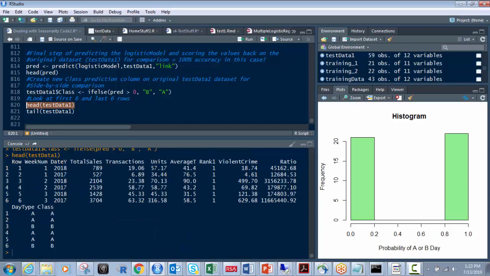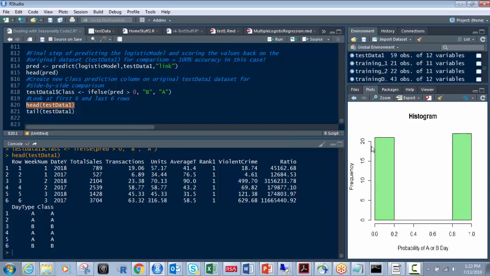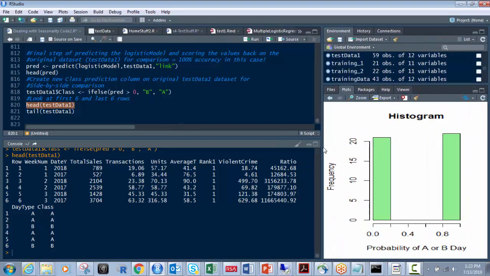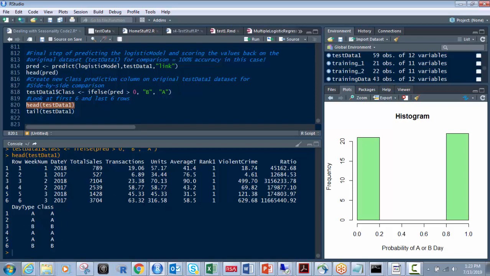Here's the head, right? It's not pretty. It's an R. Let's just open this up so you can see the whole thing. But regardless, this is what you want to see right here. See this down at the bottom? Day type and class. They're next to each other, and look at the match. AA, BB, AA, BB. 100% match.